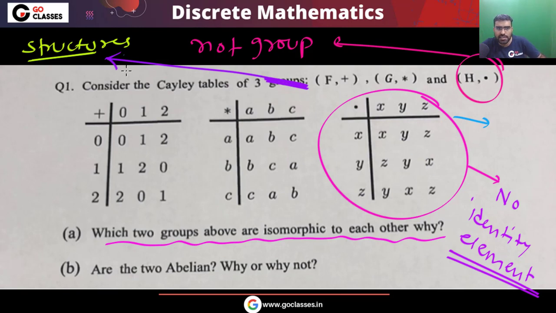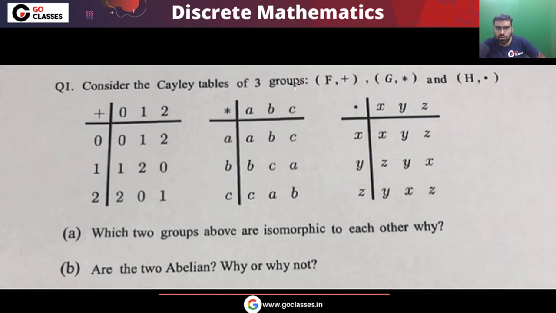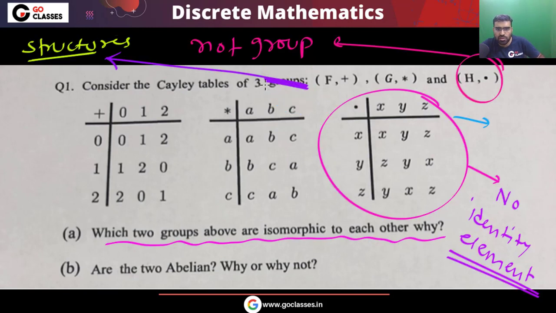And I can say that in this question it is given three groups, so this question is actually wrong. They should not say that these are groups because this is not even a group. The third structure is not even a group.